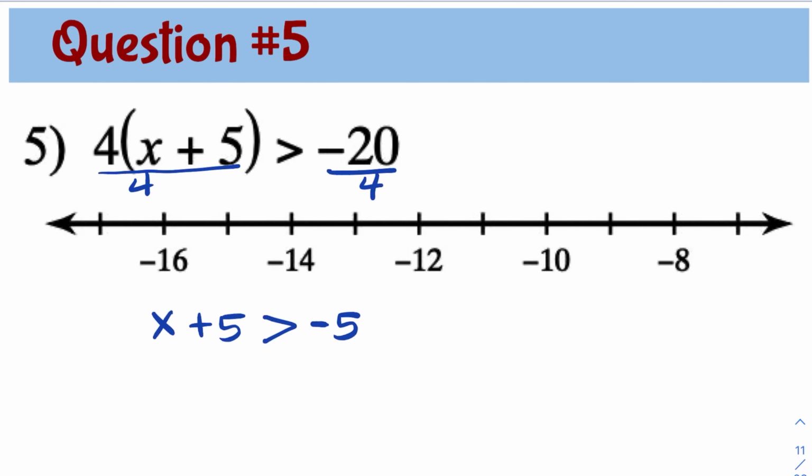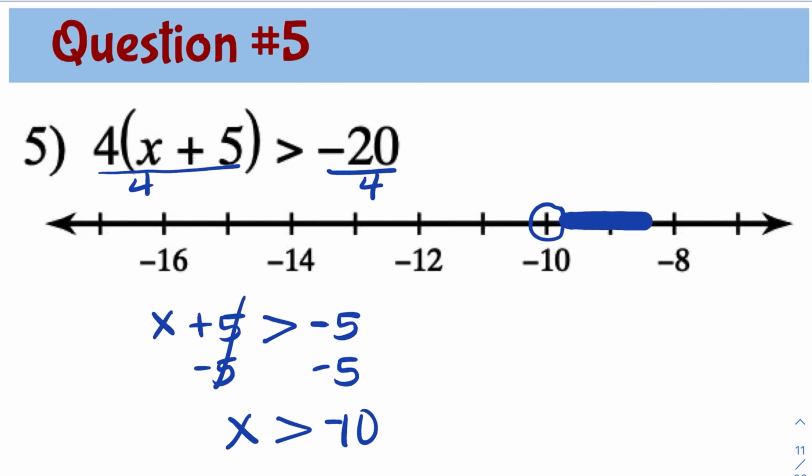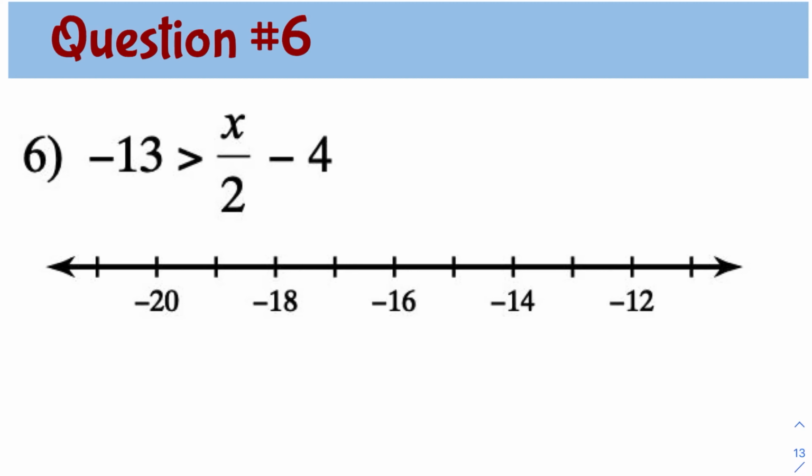So now we need to do the inverse of plus 5, which is subtracting 5 from both sides. 5 and negative 5 is 0. So now we have x is greater than negative 5 minus 5, which is negative 10. So the solution is x is greater than negative 10, which means that negative 10 is not part of the solution, so it should be an open circle. x is greater than negative 10, so the arrow should be pointing to the right.